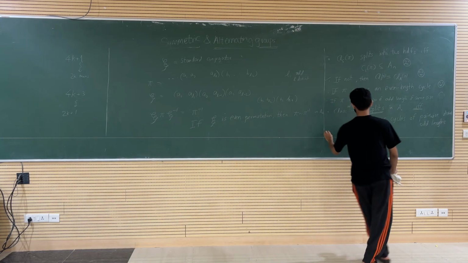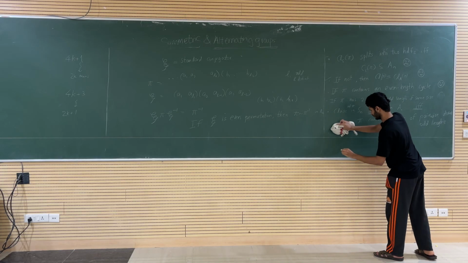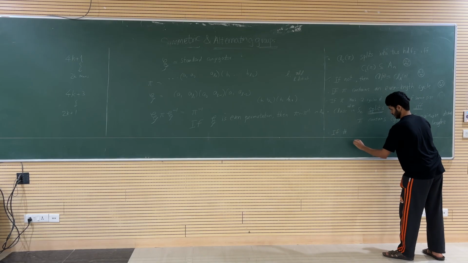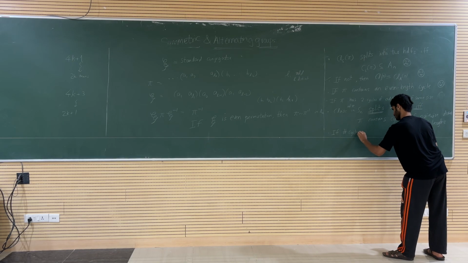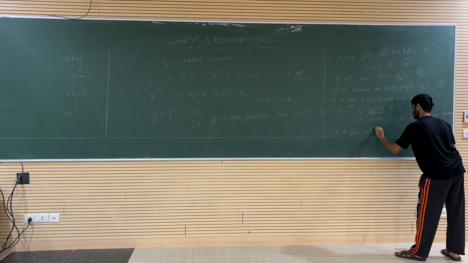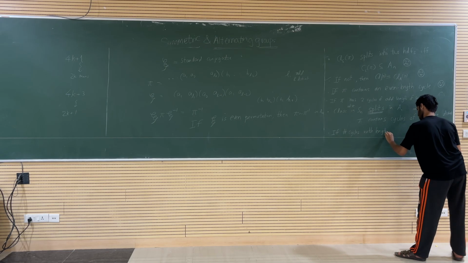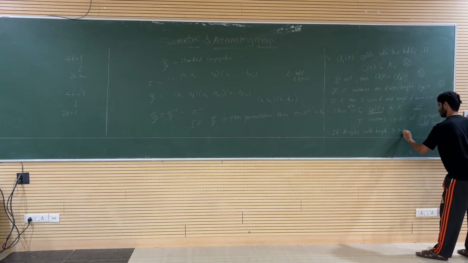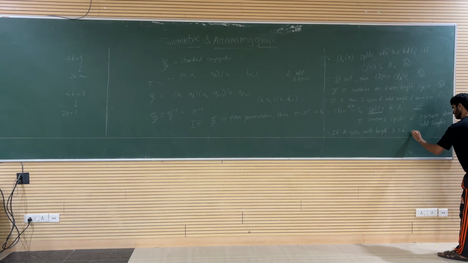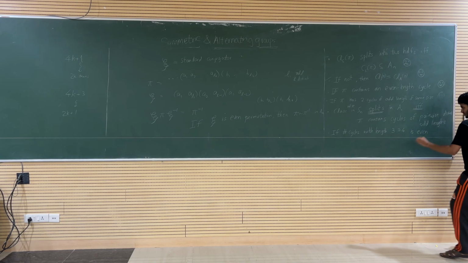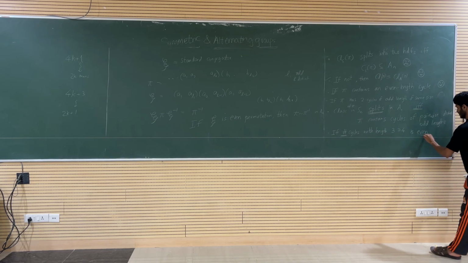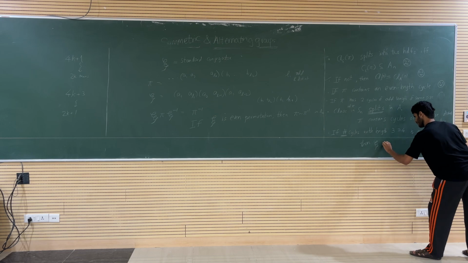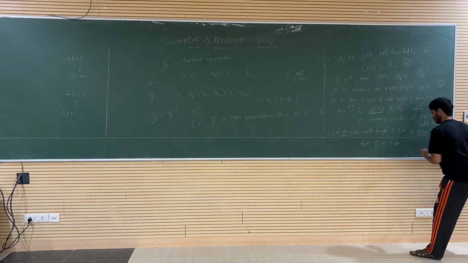Now I will write this. So if the number of cycles with length 3 modulo 4 is even, then xi is even.